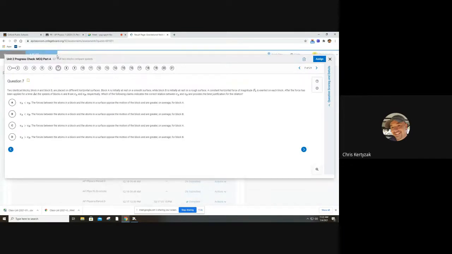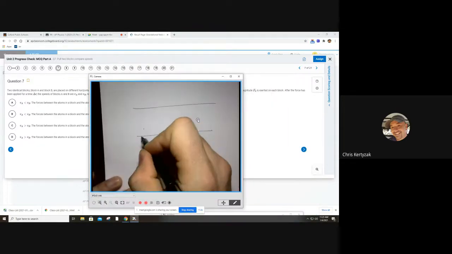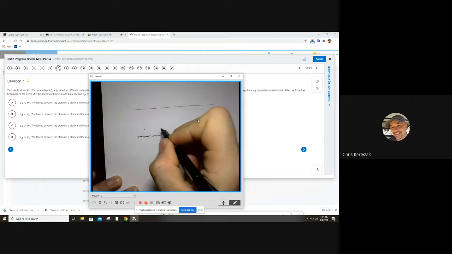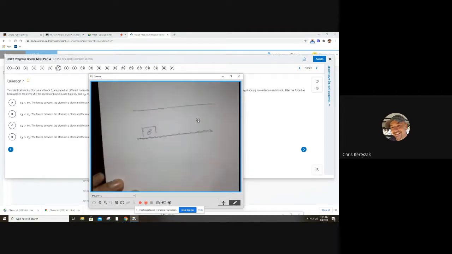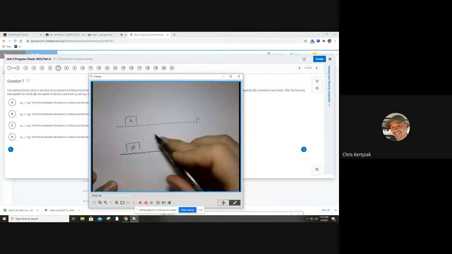Question 7. Two identical blocks, block A and block B, are placed on different horizontal surfaces. Block A is initially at rest on a smooth surface, while block B is initially at rest on a rough surface. Okay, so we have 2 objects. Block B is apparently on a rough surface. I keep track of all this stuff, I'd like to draw some pictures. You might want to consider doing the same thing. The other one's on a smooth surface.